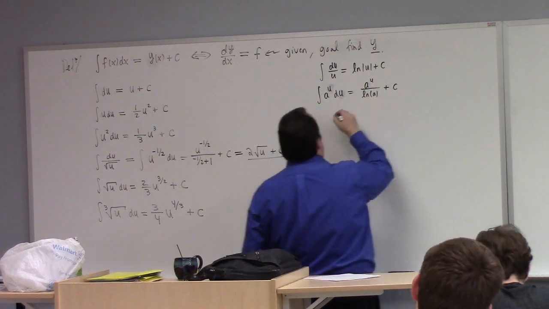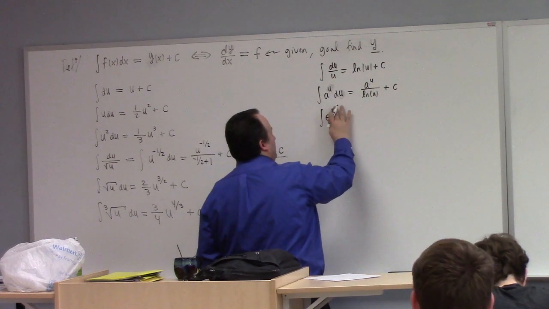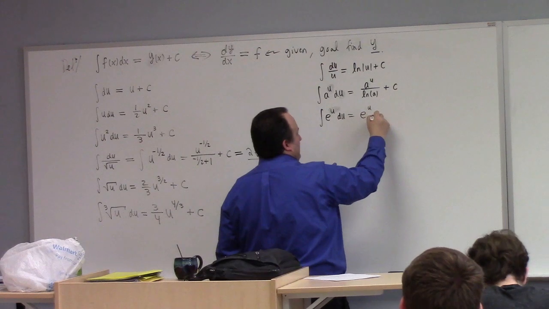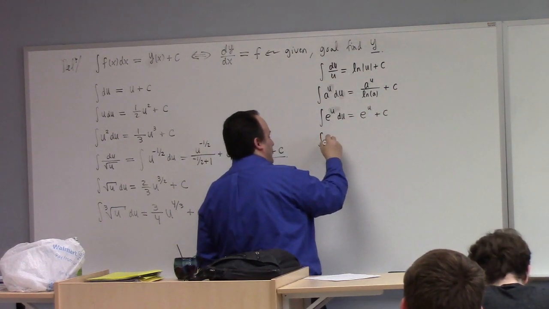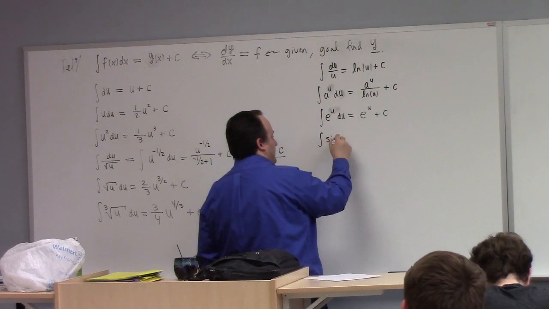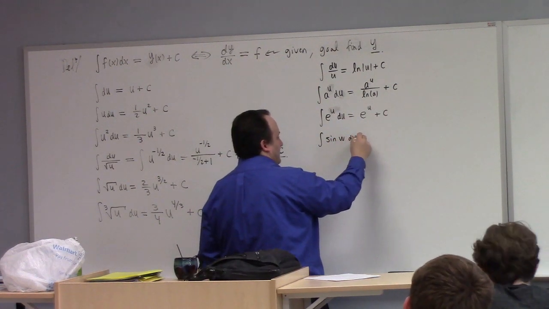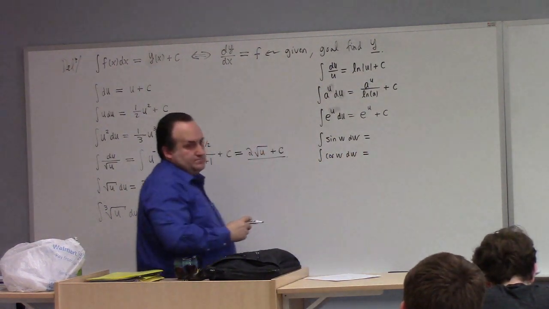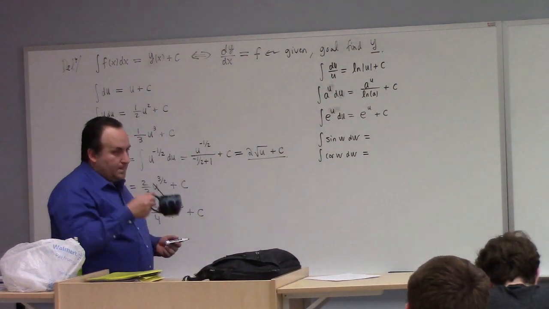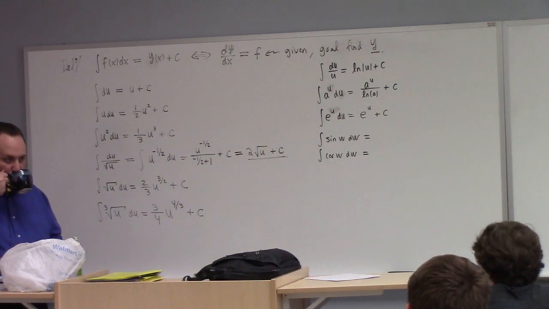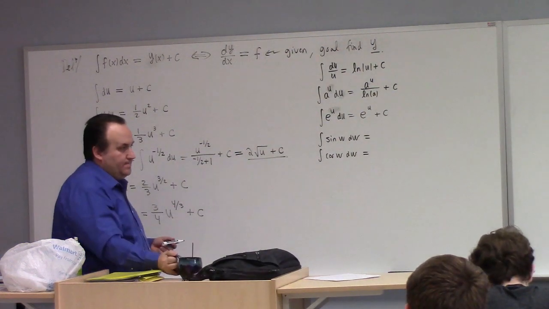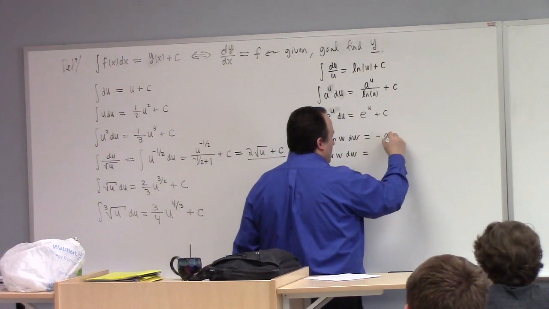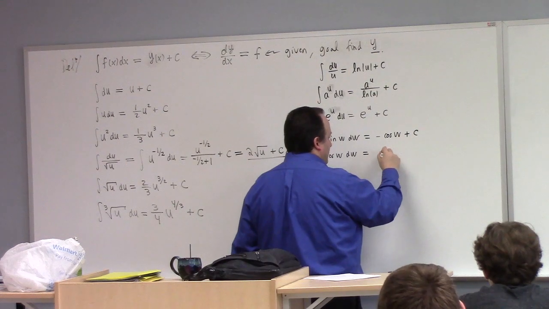A special case of this, our favorite case: the integral of e to the, man, I just really want to write x there, but e to the u du is equal to e to the u plus a constant. I'm going to switch it up a bit here. The integral of sine of w dw, what's that? What's the integral of cosine of w dw? Negative cosine w plus a constant, and then sine w plus a constant.